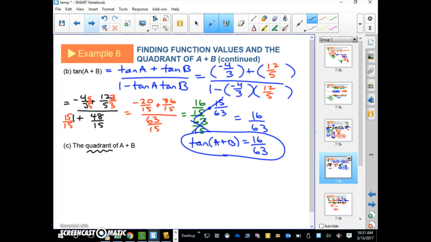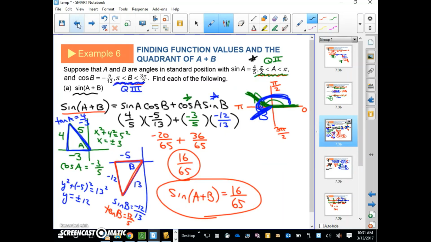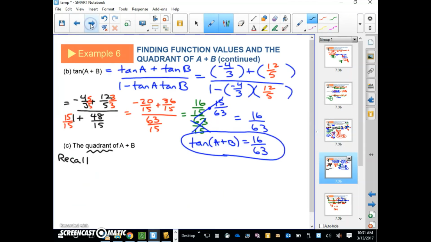Okay. Well, let's recall what we got in part A. Sine of that angle sum was 16/65. So we had sine of A plus B equaled 16/65. And then what we just found in part B of our question was tangent of A plus B equals 16/63. Okay. What's noteworthy is that both of those values are positive. Sine of that angle sum is positive, and tangent of that angle sum is positive.